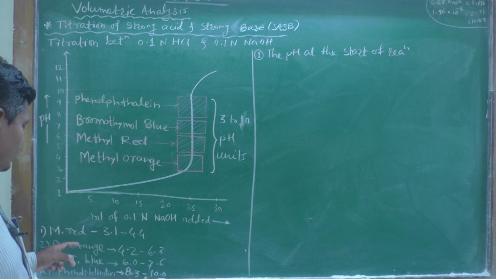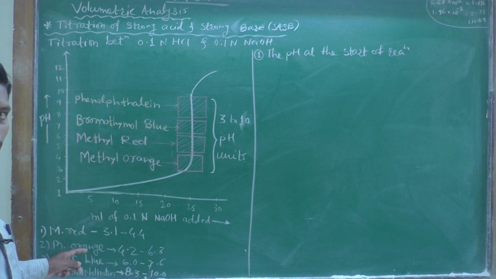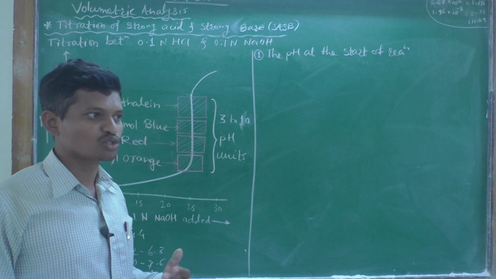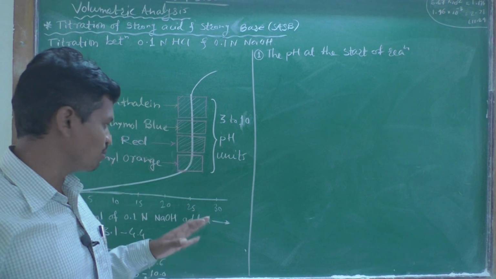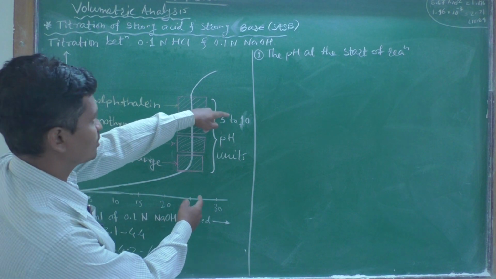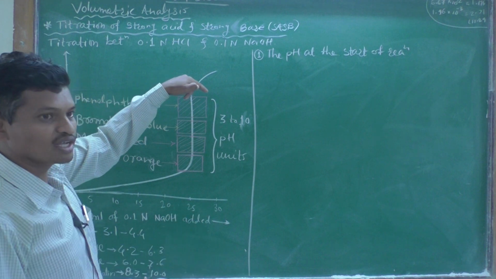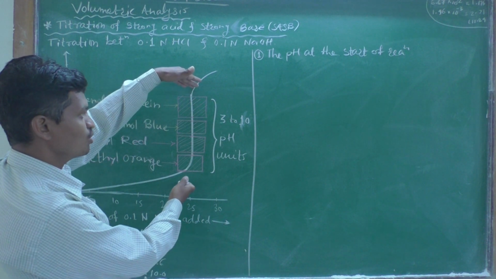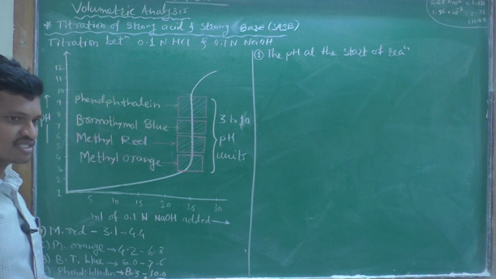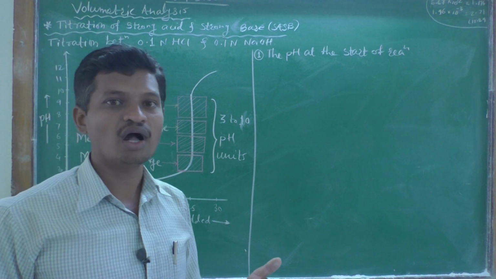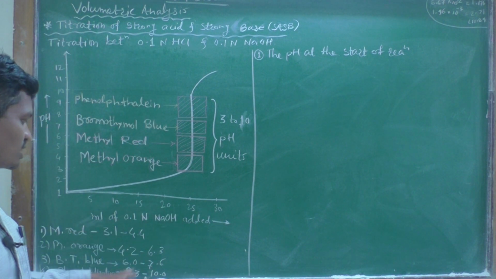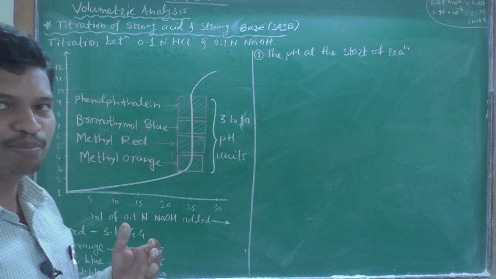So all these 4 indicators, methyl red, methyl orange, bromothymol blue and phenolphthalein, can be used for this titration, because their transition range is from 3.1 to 10, and our equivalence point is also in the same range, that is 3 to 10 pH values. Okay, so that's why all these 4 indicators are suitable indicators for this titration.